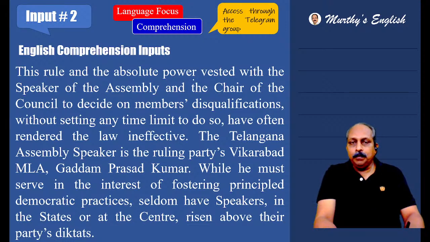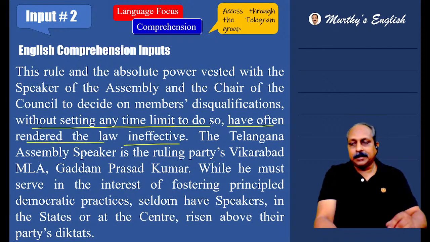This rule and the absolute power vested with the Speaker of the Assembly and the Chair of the Council to decide on members' disqualifications without setting any time limit to do so have often rendered the law ineffective. Ineffective. What does it mean? To disqualify the MLA who has defected from a particular party, the power is with two sources. One, the Speaker of the Assembly, the other, the Chair of the Council. They can disqualify, but unfortunately, without setting any time limit to do so. This has made the law ineffective. No time limit, no one can question.